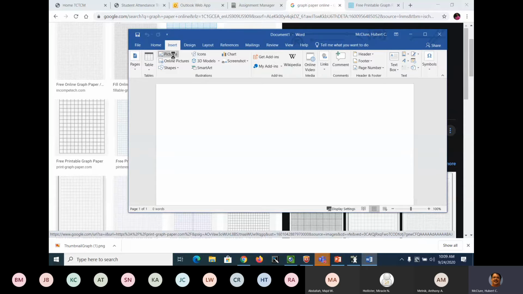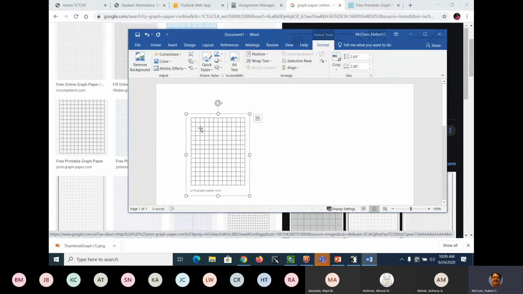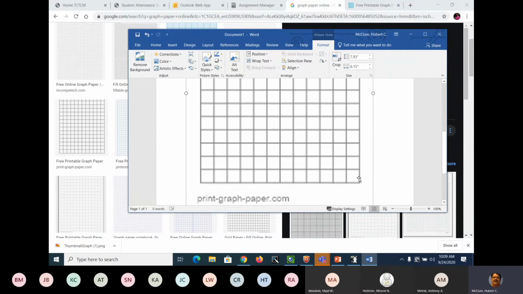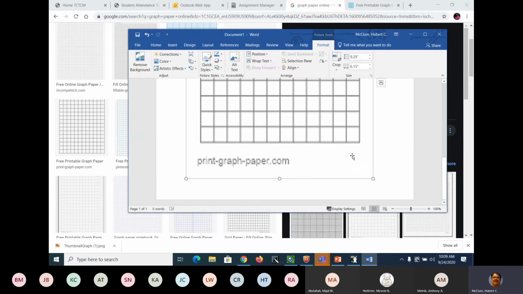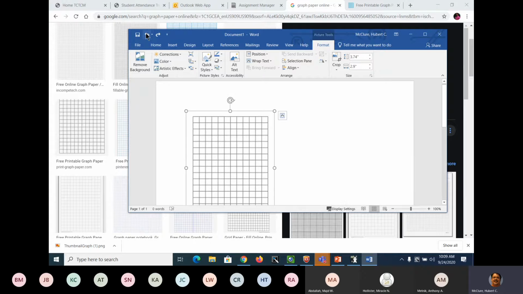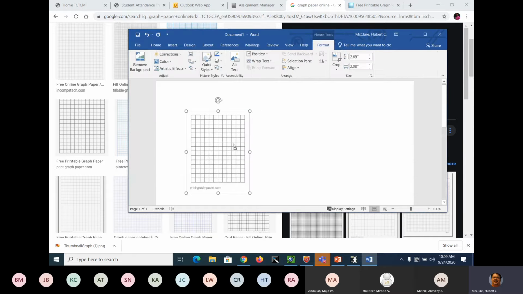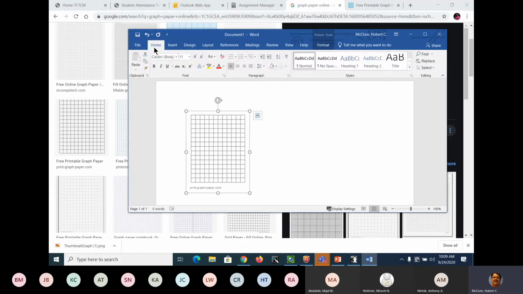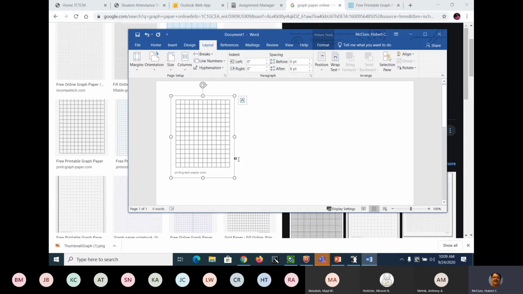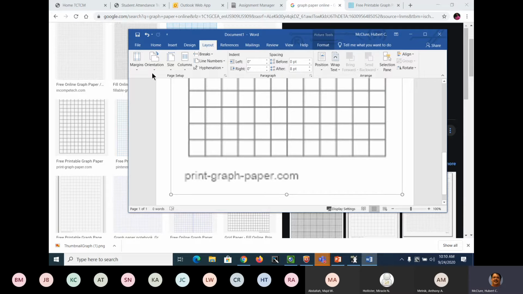Insert pictures, downloads. Why won't that fit the page? Well, that's going to suck. Hold on. Let me insert pictures. Oh, well. Fix this design. Where is the layout? Margins. Narrow. Thank you. Well, I guess that'll work. And print.